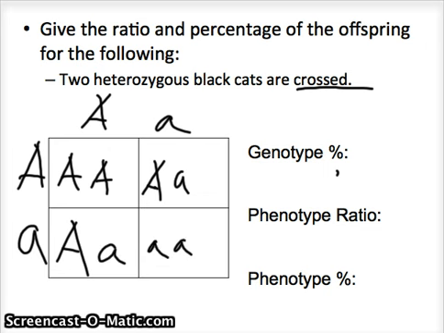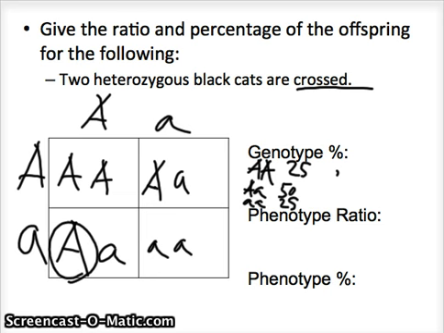So now, the genotype percentage. I have big A, I have big A, and I have little a. Big A, there's only one of them, so that's 25. Big A, there's two of them, so there's 50. And then little a, there's one, so 25. Alright, and again, that adds up to 100.